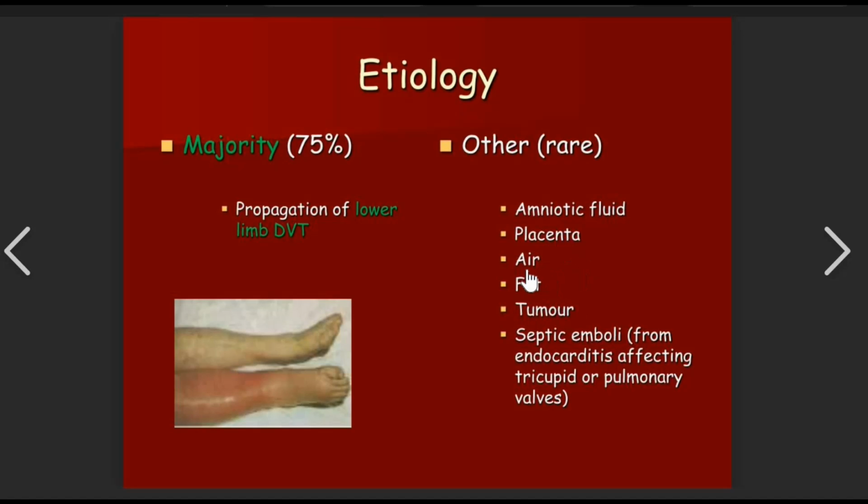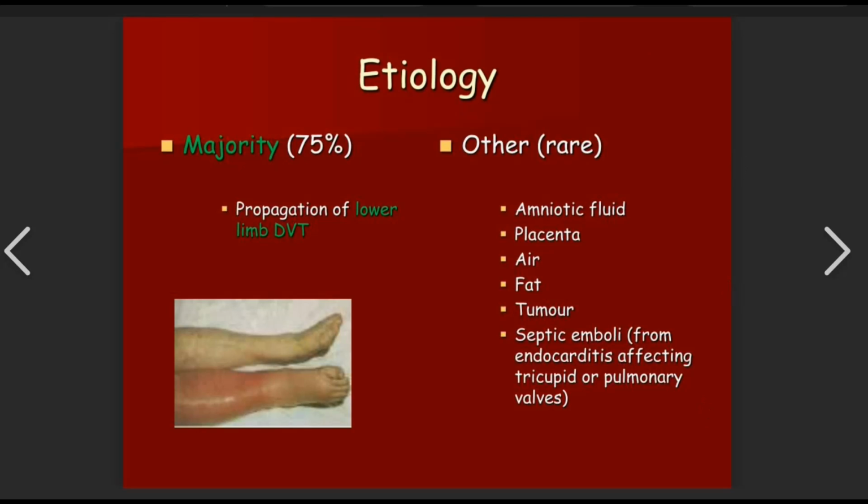Air emboli. When does air emboli happen? During surgery, when a large amount of air escapes into the circulation, or through an IV catheter, intravenous catheter, it can lead to air emboli and a pulmonary emboli. Next is fat emboli. This happens when there is a fracture of the long bone, and from the bone marrow, fatty particles escape into the blood circulation and can cause fat emboli. Parts of the tumor can lead to pulmonary emboli, or it can also be due to septic emboli.